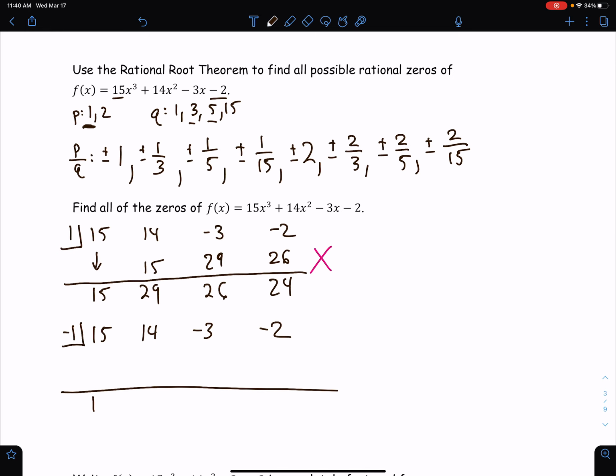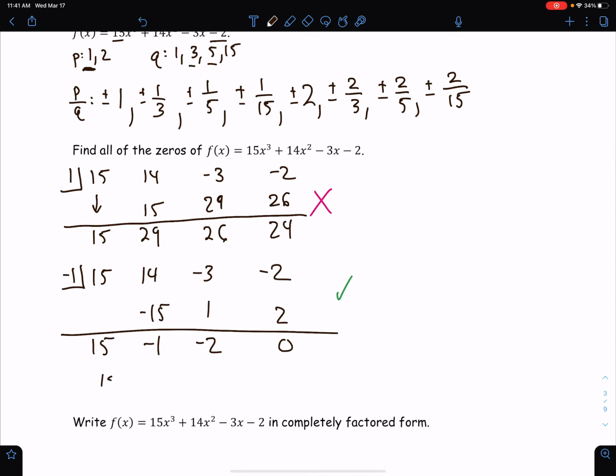Drop down the 15. That'd be negative 15 times, add, multiply, negative 2. And look at that, negative 1 is a 0. So that works. So our leftover quadratic equation from this would be 15x squared minus x minus 2 equals 0. I want you guys to pause the video, solve for the final zeros, and play it once you're done.